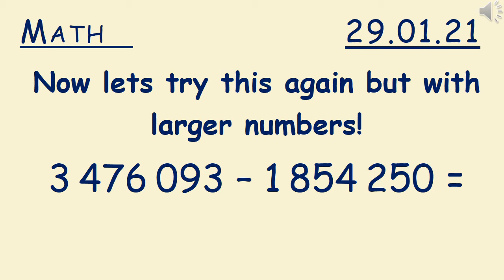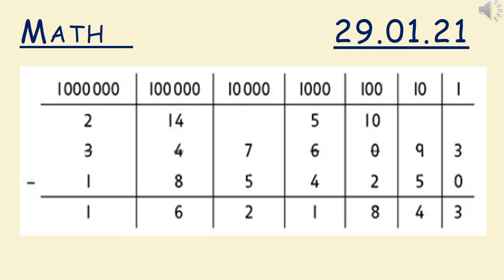Now let's try this again, but with larger numbers. Let's see if you can put it into the correct written method first. Pause the video, give yourself plenty of time to do that. So here we are, it should look like this with a larger number on top, smaller number underneath, and being aware of our place values.